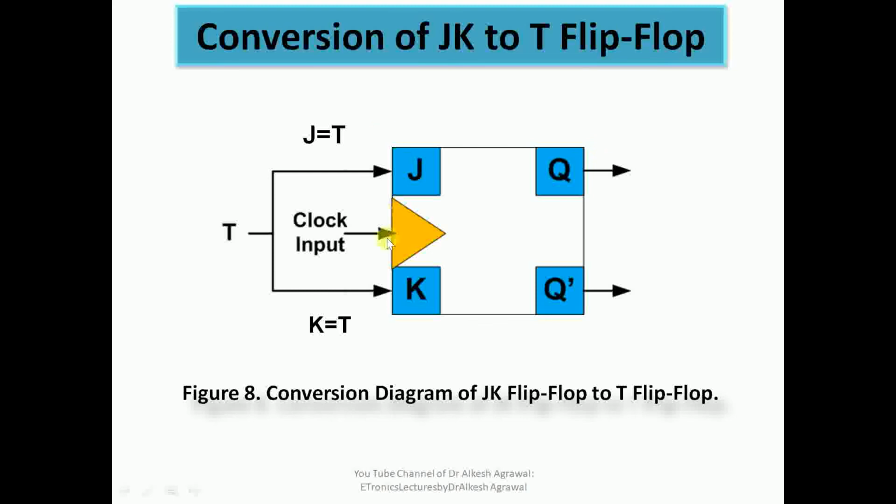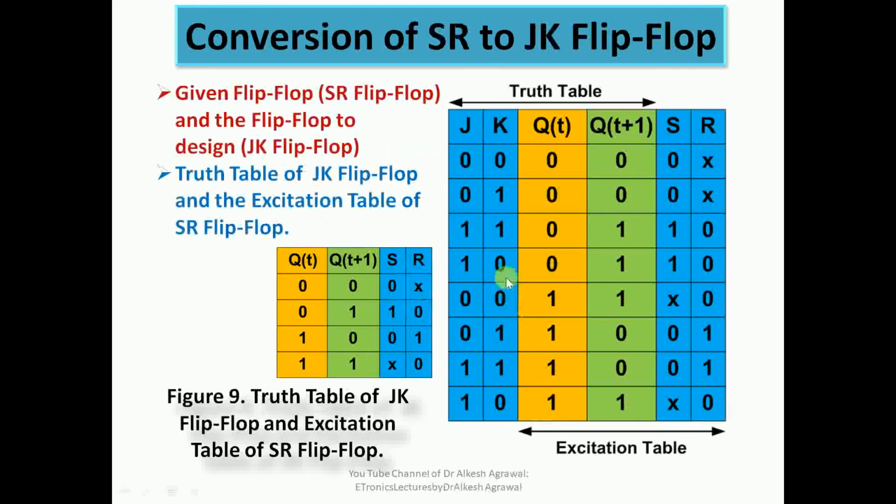So we have a block of JK flip-flop. Again both J is equal to T and K is equal to T, so both are being shorted with a single input T. So this is what we discussed, that in a JK flip-flop both inputs are shorted to generate a T flip-flop. The same thing is proved through this general process of conversion of JK flip-flop into T flip-flop. So I hope all must be understanding this. Now let us take another typical example, conversion of SR flip-flop to JK flip-flop.